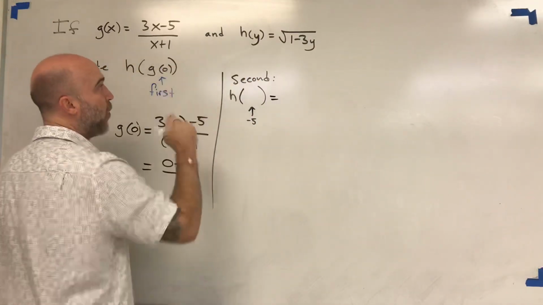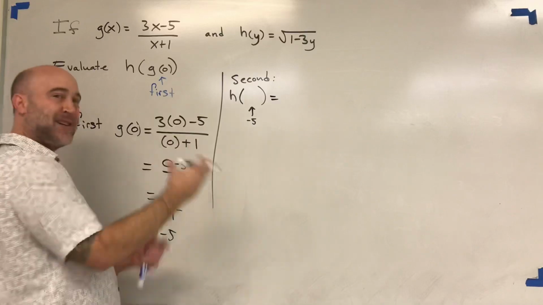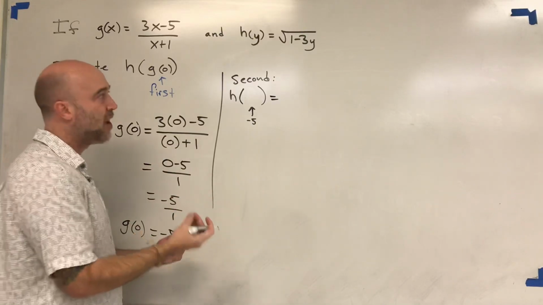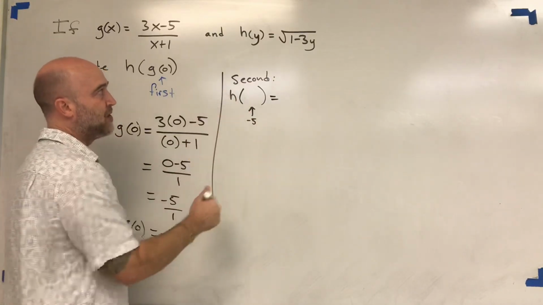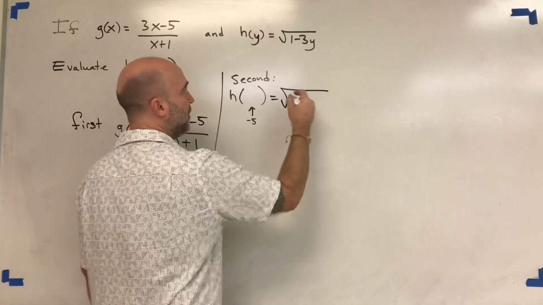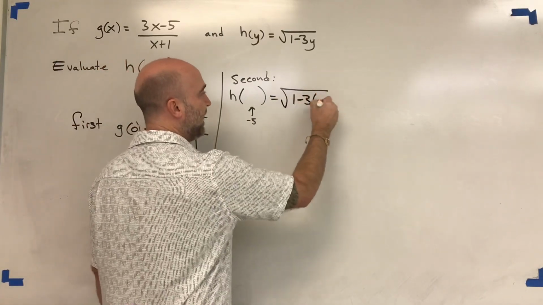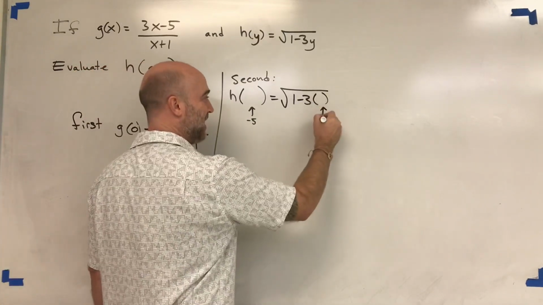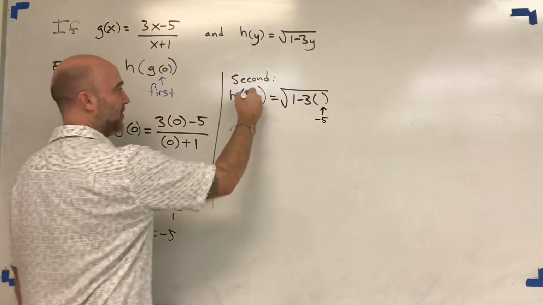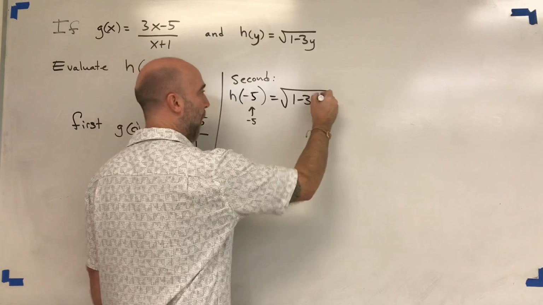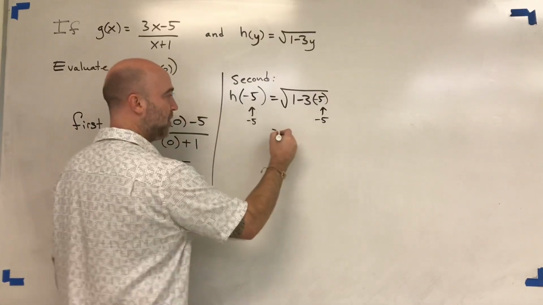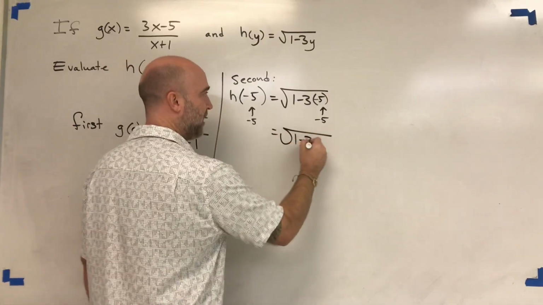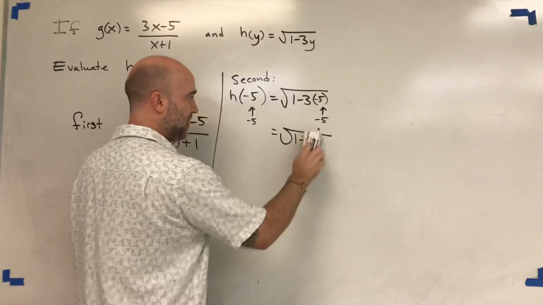And h of y, so it's y, it's x. It doesn't really matter what the variables are. We're just kind of plugging in whatever goes into it in this case. So square root 1 minus 3, and then there's my parenthesis that I like. And notice that that's where the negative 5 goes. So we're plugging a negative 5 into here. That equals square root 1 minus 3. Well, 3 times negative 5.